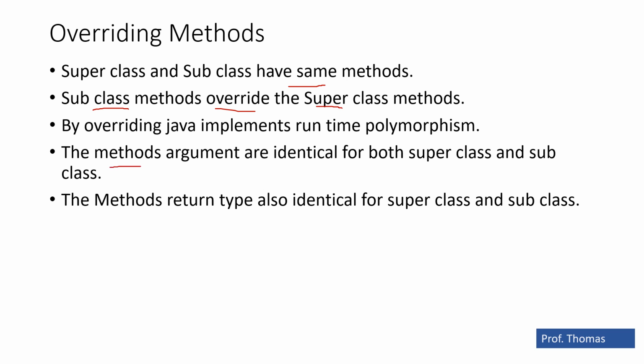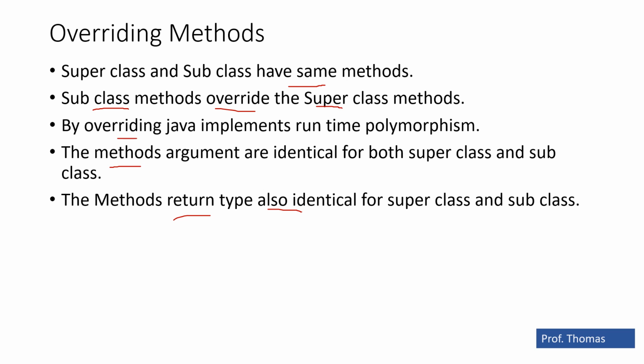The method arguments and the return type are all identical. There is no difference between the methods in the superclass and subclass. Everything is the same: the method name, the number of arguments, the types of arguments, and the return type. There is no difference in the superclass method and subclass method.